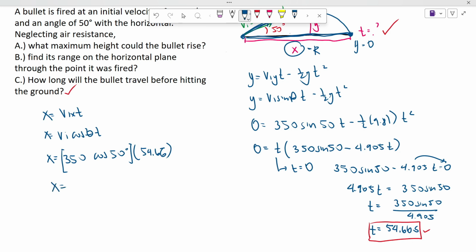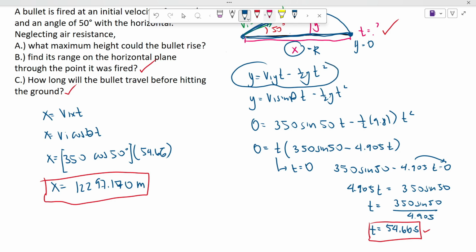So, calculate natin. So, 350 cosine of 50, 54.66. This will be equals to 12,497.170 meter. So this will be the range, guys. This will be the letter B. And to find the maximum height, guys, is ito yung pwede natin gamiting formula.